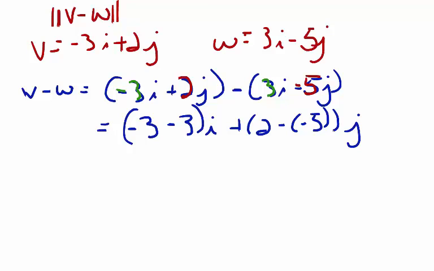This gives us negative 6i plus 7j. Since we're asked to find the magnitude of v minus w, our next step is to find the magnitude of the expression negative 6i plus 7j.